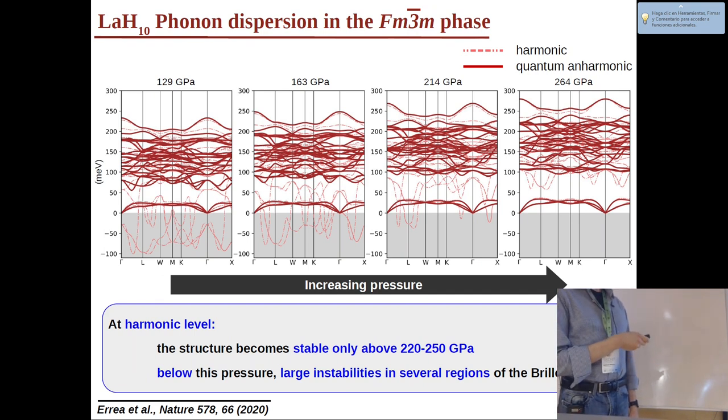You see, the phonon dispersion here is stable. So the quantum fluctuation of the protons stabilizes the system at much lower pressure than what you see if you consider just the classical nature of the nuclei, if you describe the nuclei just at a classical level.